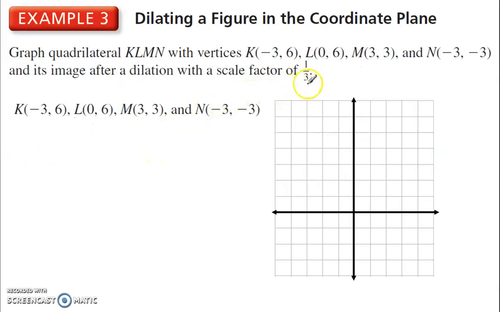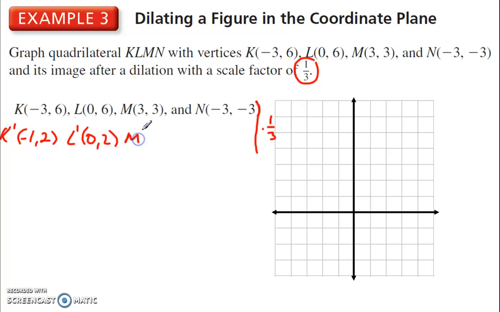Okay, now we have a scale factor of 1/3. So again, we're going to multiply all of this times 1/3. Multiplying by a fraction is the same as dividing by its reciprocal. So multiplying by 1/3 is the same as dividing by 3. So this gives me K prime of negative 1 and 2. 0 times 1/3 gives me 0. 6 times 1/3, or divided by 3, gives me 2. M prime gives me 1 and 1. And N prime is negative 1 and negative 1.